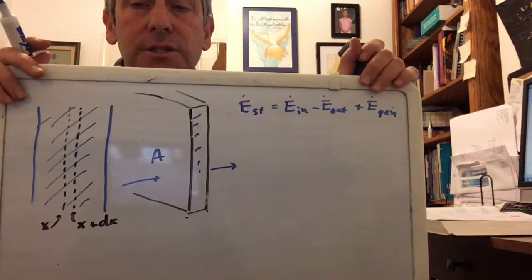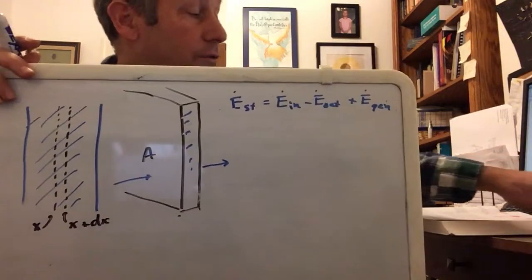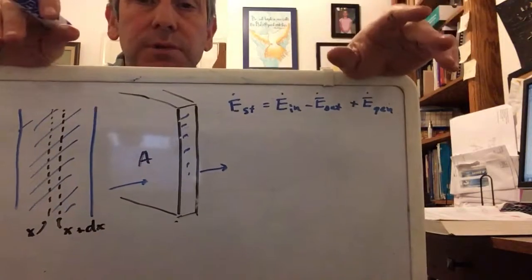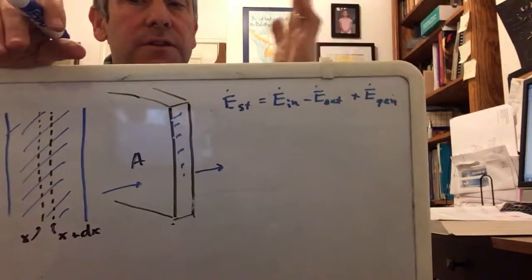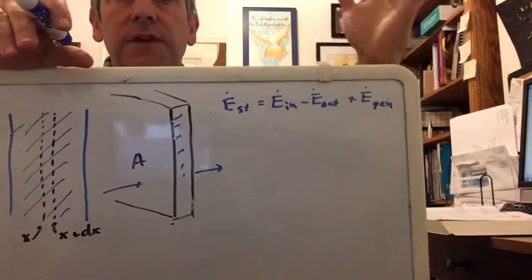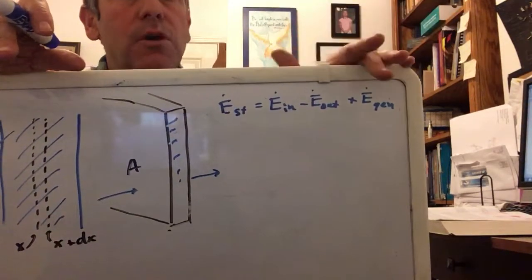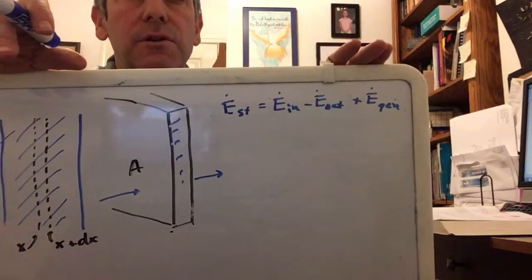Okay, how about generation? So imagine a heat shield for a capsule that's re-entering the Earth's atmosphere. Would you want something inside it that generates heat? And the answer is obviously no. You wouldn't want that because you're trying to keep it cool. So that would normally be zero. I'm going to make it zero a little bit later on.